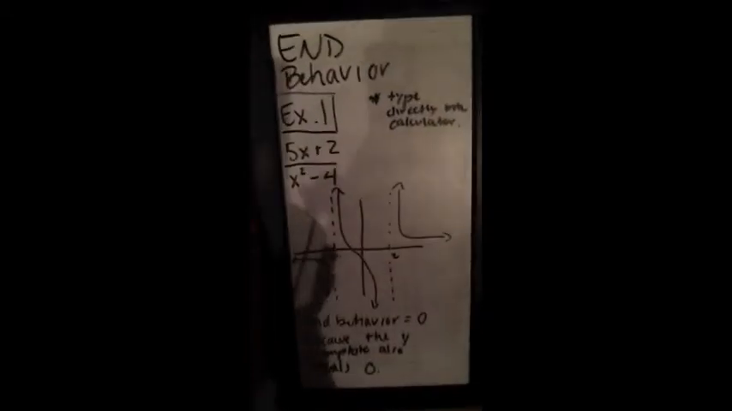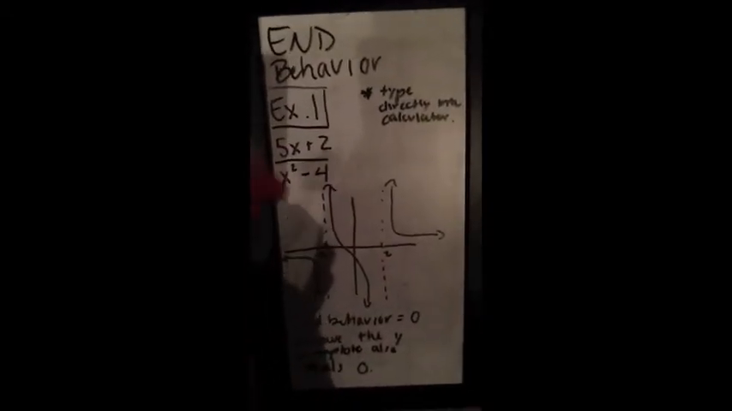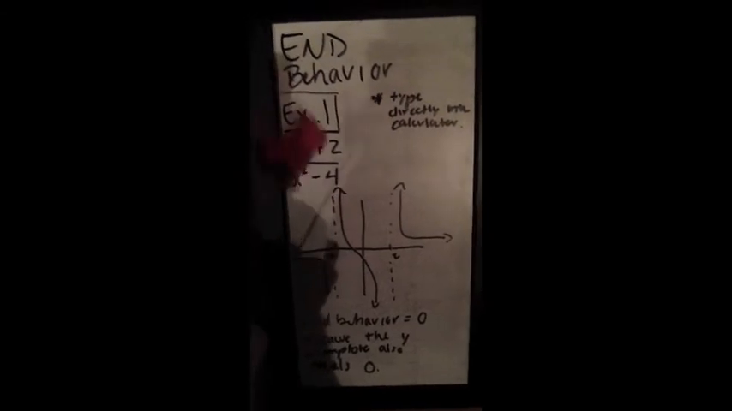This is because the exponent, x squared, is larger on the bottom than it is on the top, which causes your end behavior to equal 0, because your y asymptote also equals 0.